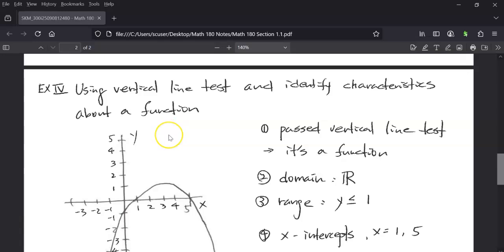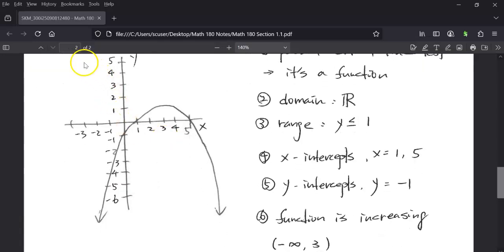Now, the last example, using the vertical line test and identifying characteristics of a function. A vertical line test basically says, if I draw a line vertically, up and down, like this, it tells us what is considered a function. The vertical line test will tell you that your line can cross the graph of your function only once every time. You cannot have repeats.